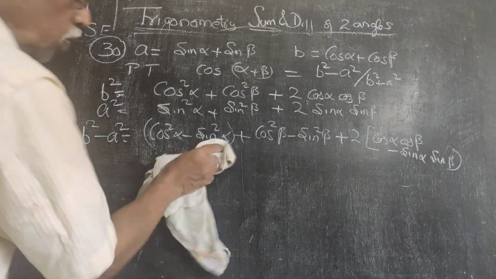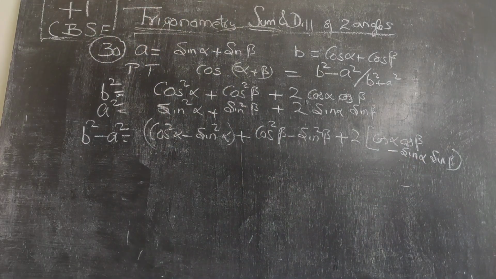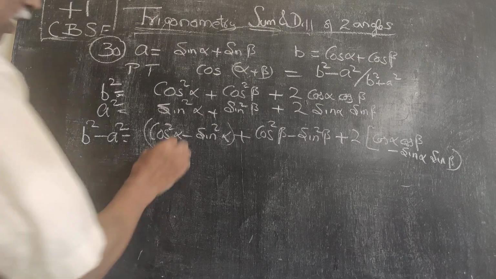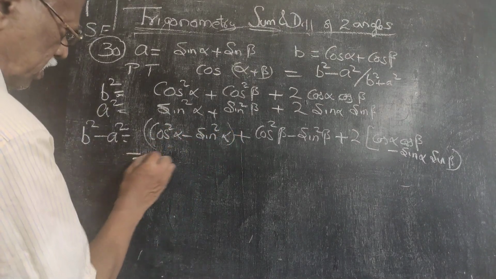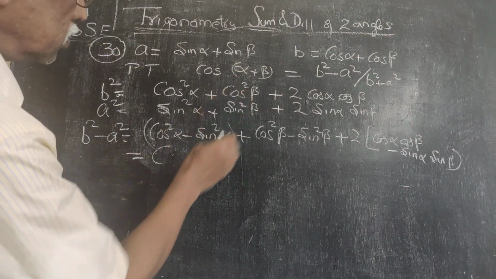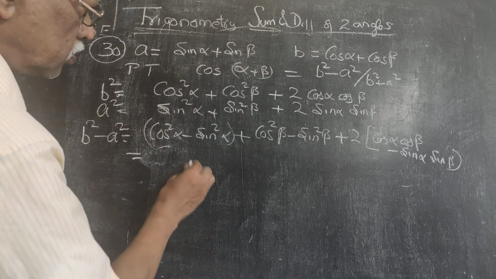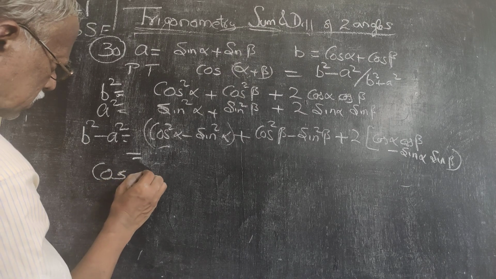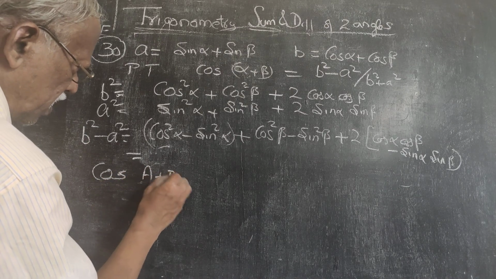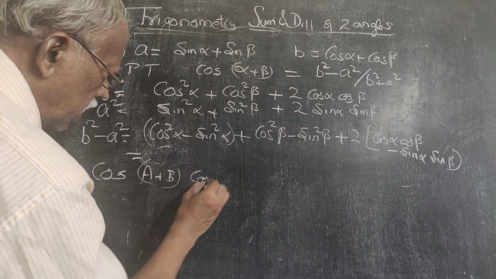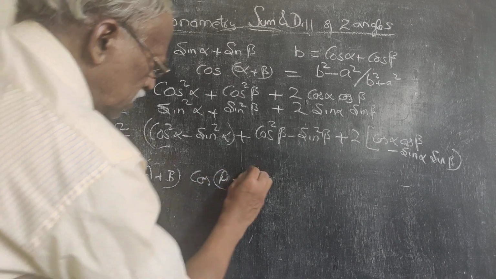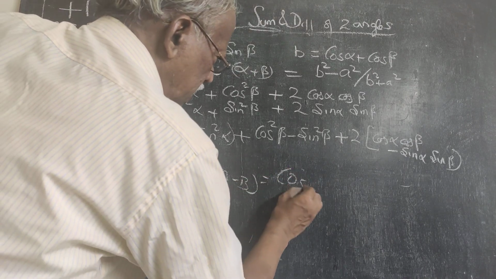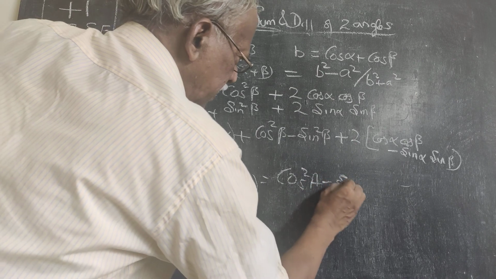Okay. So why should you not apply this? Because it goes in a lengthy manner. Instead of that, cos square alpha minus sin square alpha is cos(a+b) into cos(a-b) equal to cos square a minus sin square b.